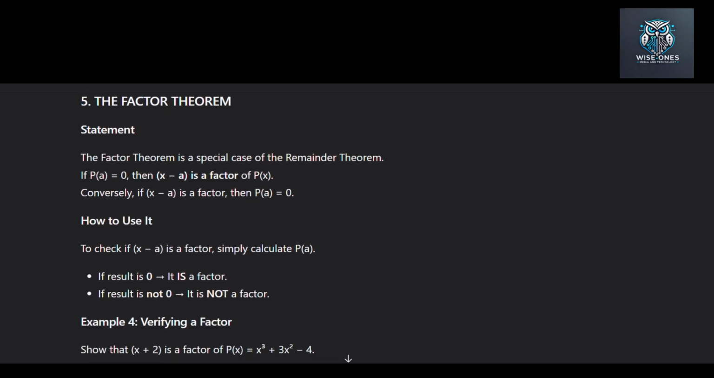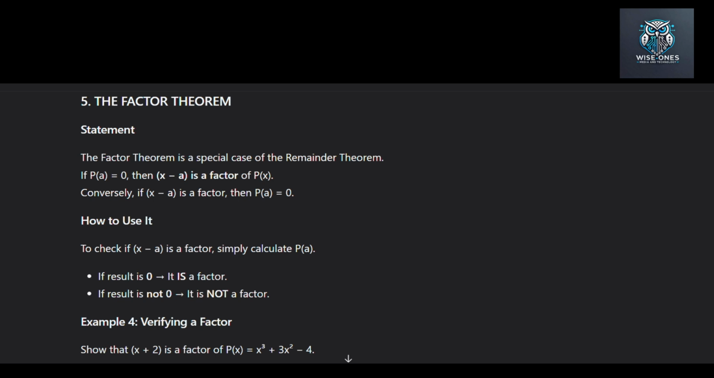Now let us move to section 5, the factor theorem. The factor theorem is a special case of the remainder theorem. Here is the statement. If P of a equals 0, then (x minus a) is a factor of P of x. Conversely, if (x minus a) is a factor, then P of a equals 0.